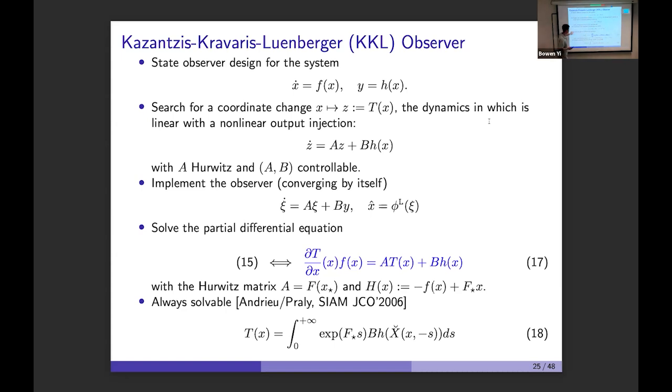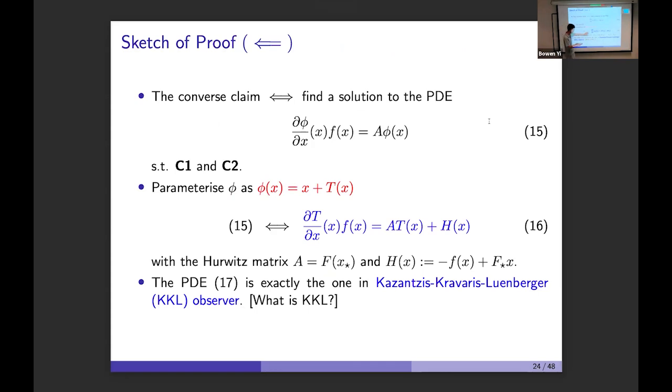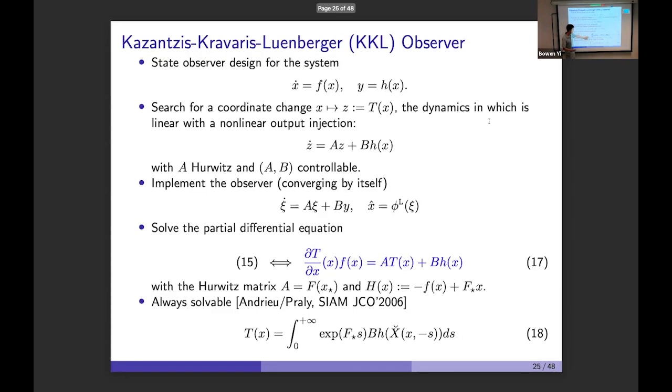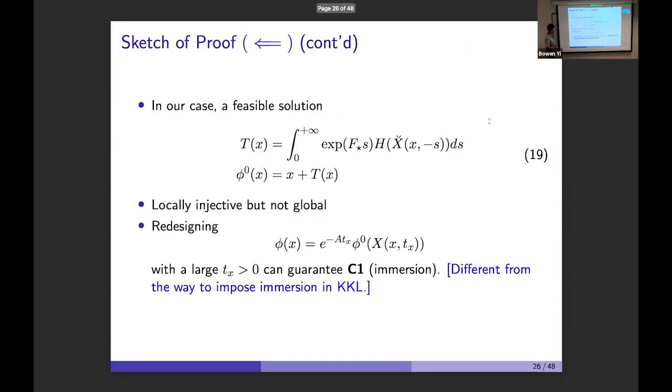And in the KK observer, the task is to solve the partial differential equation in this form. Let's come back to the Koopman problem, and we find the PDE is exactly the same. One of the most important papers in KK observers was proposed by Andrieu and Praly. They find that for a stable matrix A, we have the analytical form of the solution of the matrix T. So we just utilize this result to solve our problem.